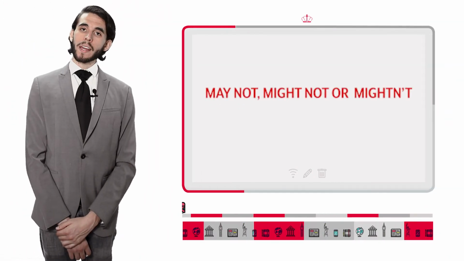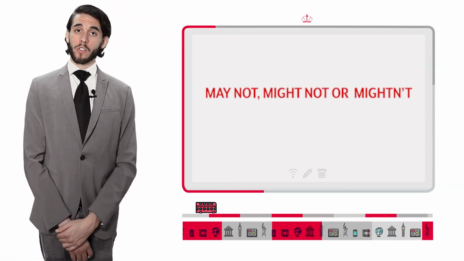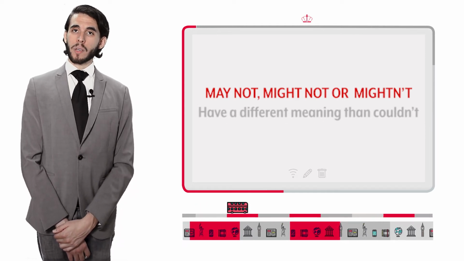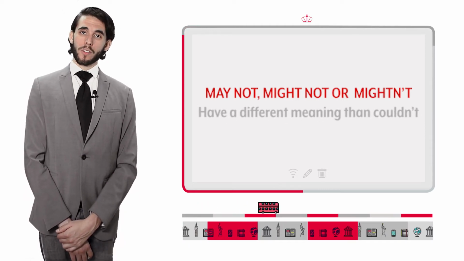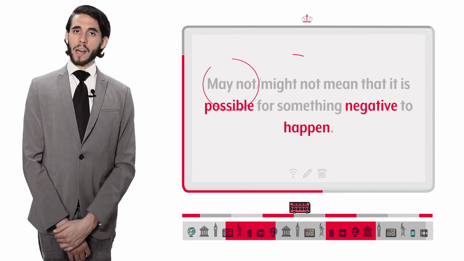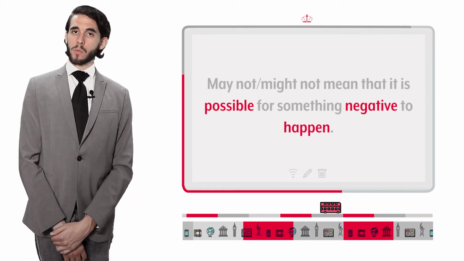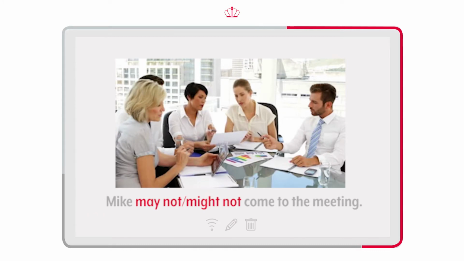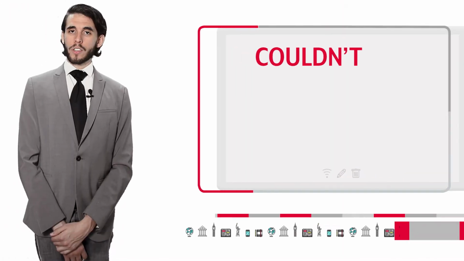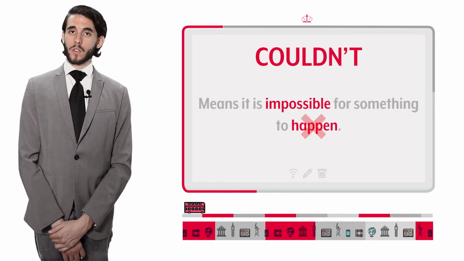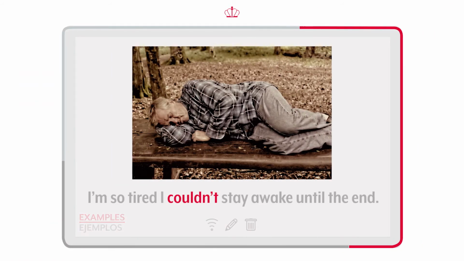May not or might not, or mightn't in a contraction, have a completely different meaning than could not or couldn't. May not or might not mean that it is possible for something negative to happen. Mike may not or might not come to the meeting. Couldn't means it is impossible for something to happen. I'm so tired I couldn't stay awake until the end.